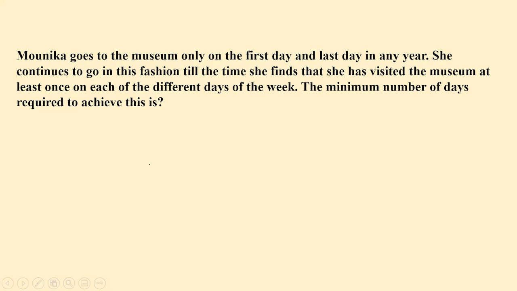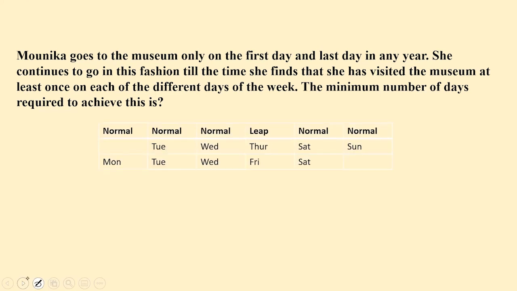Okay, so let's have a look at this particular question. Okay, so let me jot down, see, how do the years come? Let's start with a normal year. So normal, 3 normal years, and obviously there's going to be a leap year, then normal, normal, then again a leap, right?